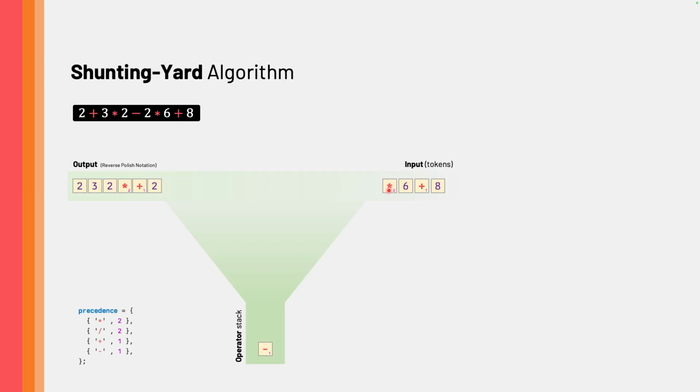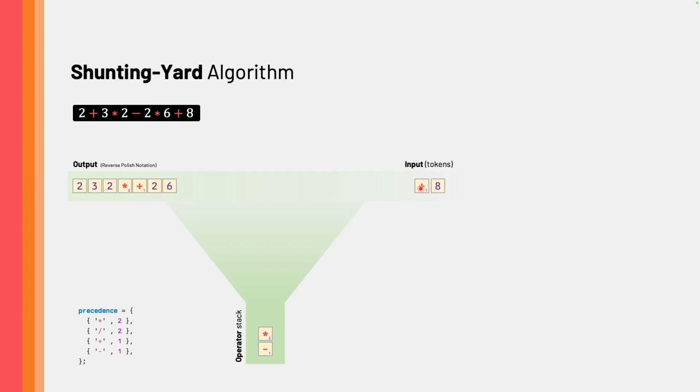What about multiplication? So this one right here has higher precedence than whatever was on top of the operator stack, so we're just going to go and pile. So we're going to push to the top of this operator stack. 6 is a number, straight to the output.